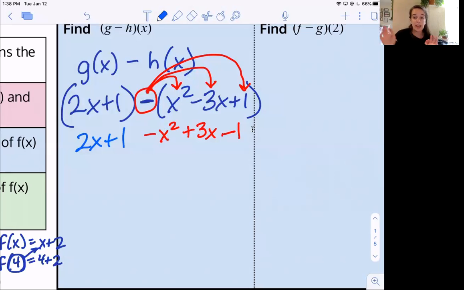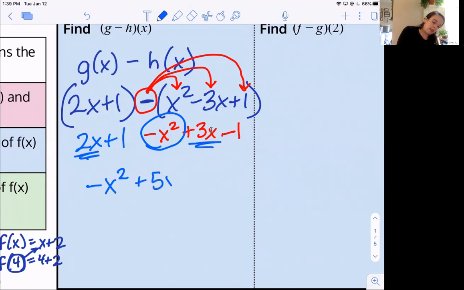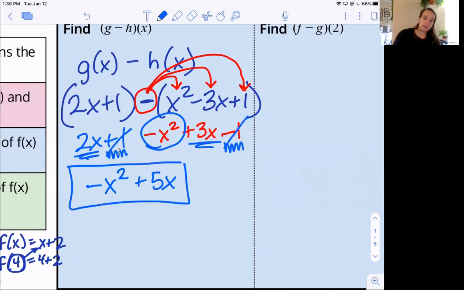Again, we're just combining like terms. So x squared is our biggest one, so we have to start with negative x squared. We have 2x plus 3x, which is going to give me 5x. And then we have positive 1 minus 1. Those cancel each other out. They make 0. And we get this as our answer.